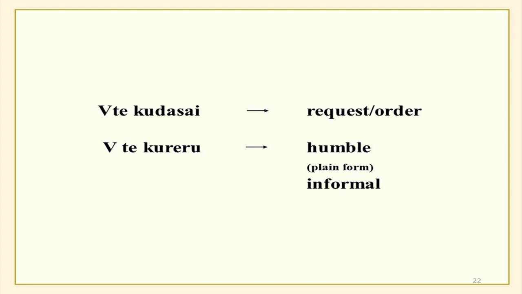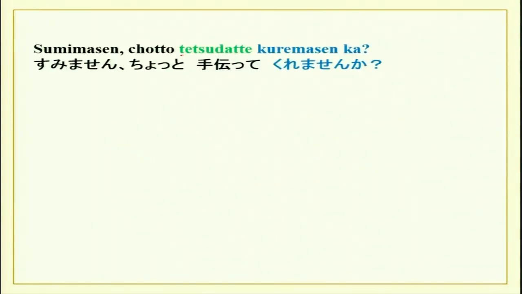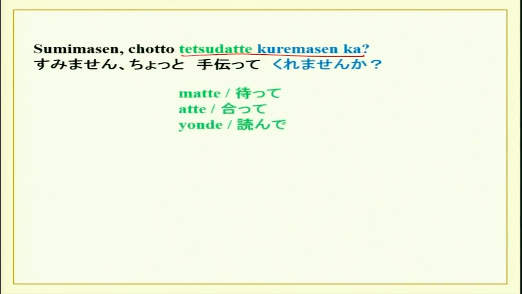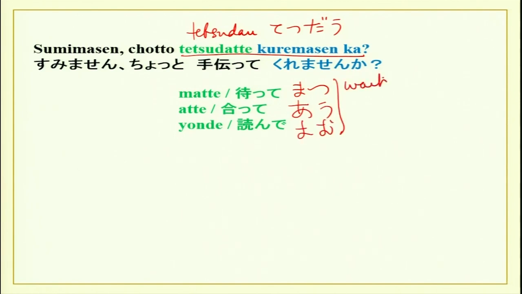So now, as we did in our previous slide, you can replace verb tetsudau with any other verb. Like you can see over here, this is what we did previously. Sumimasen chotto tetsudatte kuremasen ka. Now you can replace tetsudau with matsu, with au, or with yomu. Now what are these verbs? This is wait, meet, and read.